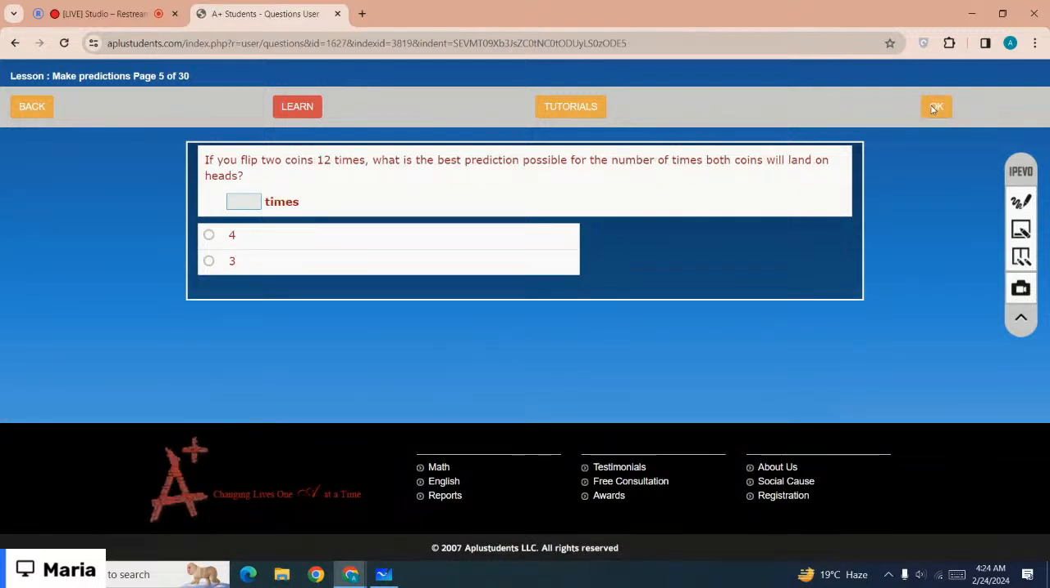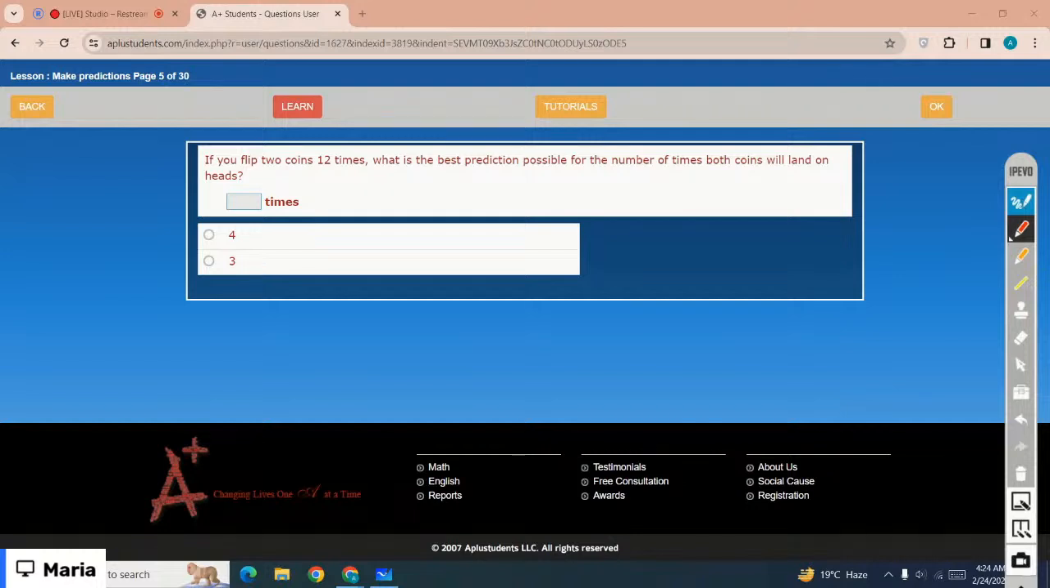Okay, if you flip a coin 12 times, what is the best prediction possible for the number of times both coins land on head, right? So when you flip two coins, you have four outcomes. Which four outcomes? Either both will land on head, or both will land on tails, the first one lands on head and the second on tail, or the first one lands on tail and the second one lands on head. So for the two coins, you have four outcomes, and the probability of both heads is 1 out of 4, right?